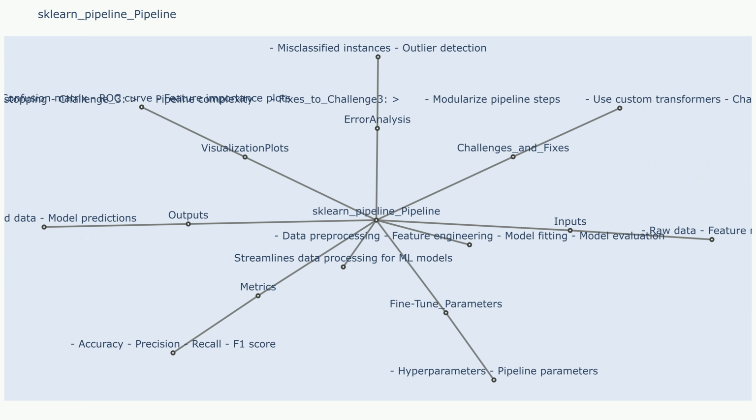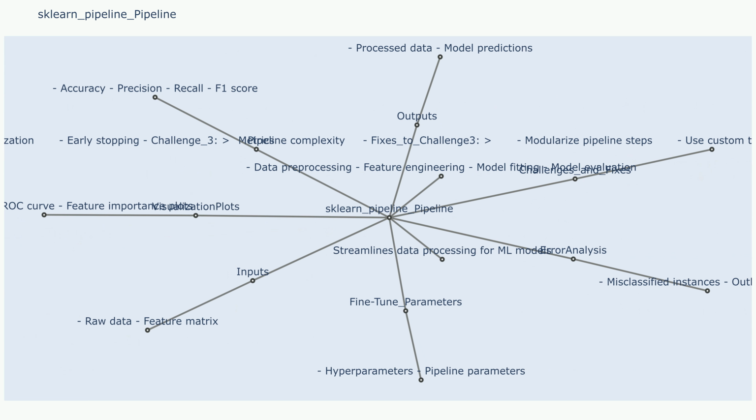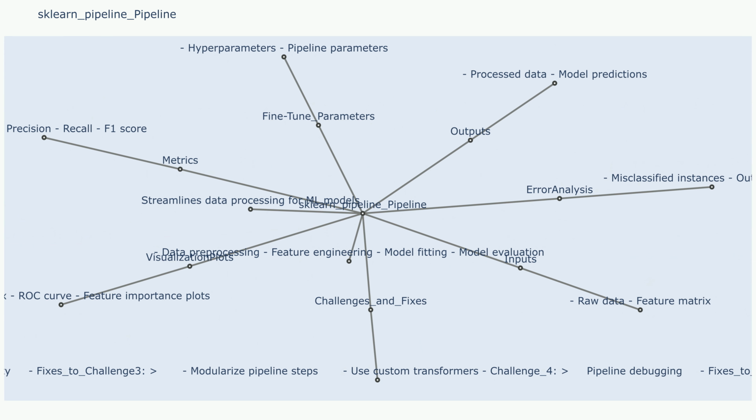Steps. Transformers: transformers are estimators that modify the data, often for feature engineering or data preprocessing. Some common examples include: StandardScaler standardizes features to have zero mean and unit variance. OneHotEncoder converts categorical features into numerical ones using one-hot encoding. PCA performs dimensionality reduction by projecting the data onto principal components.